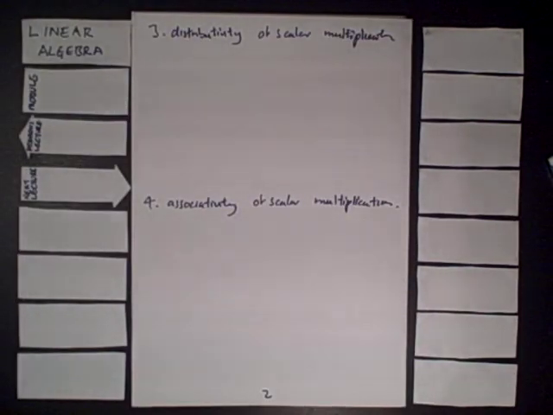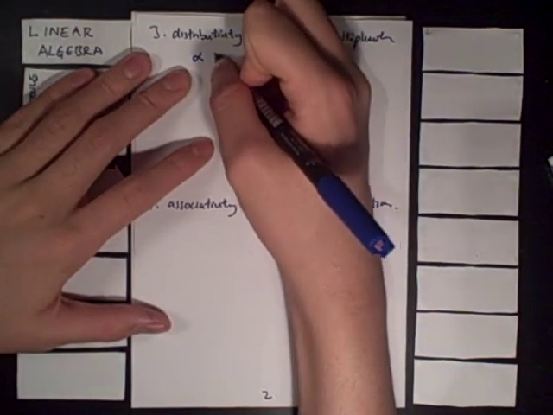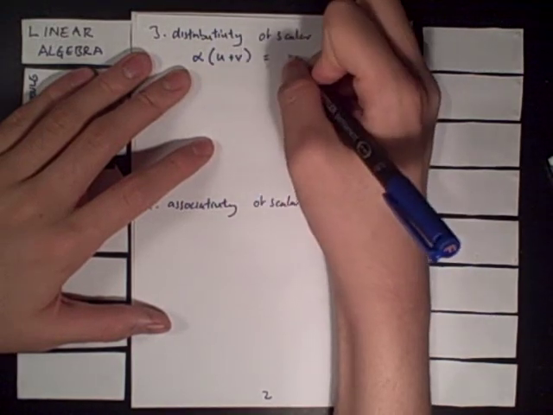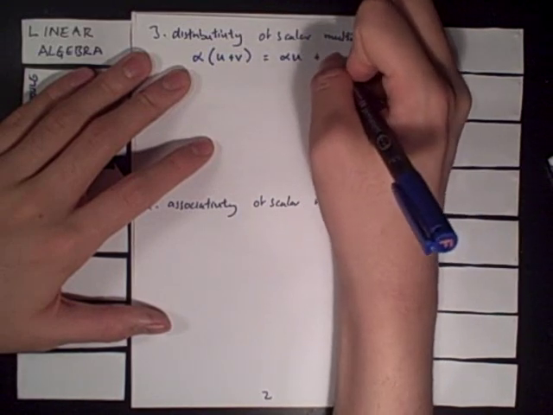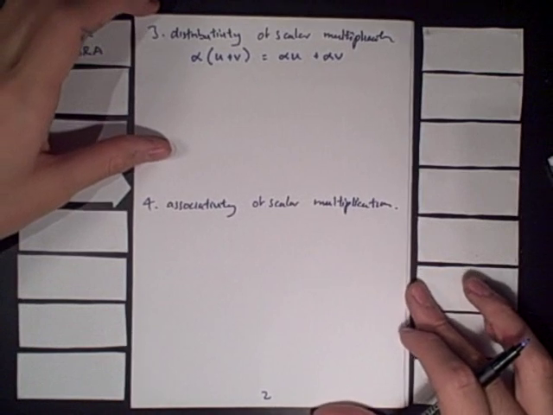The third property we want to focus on is that in a vector space, scalar multiplication is distributive. Again, what do we mean by this? It means for a scalar alpha, alpha times (u plus v) equals alpha u plus alpha v. These two statements are exactly the same.